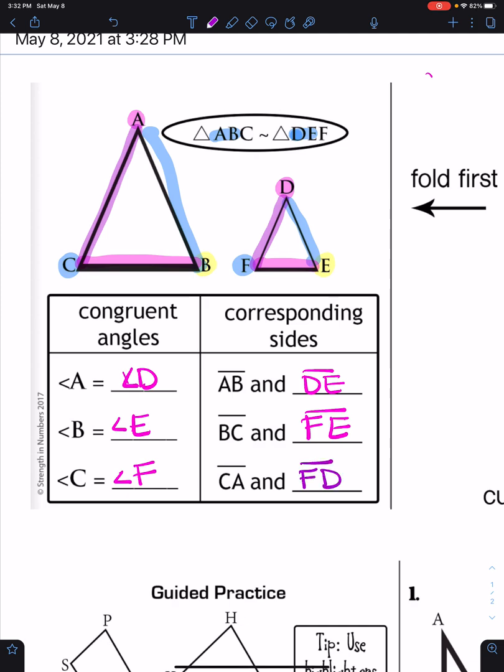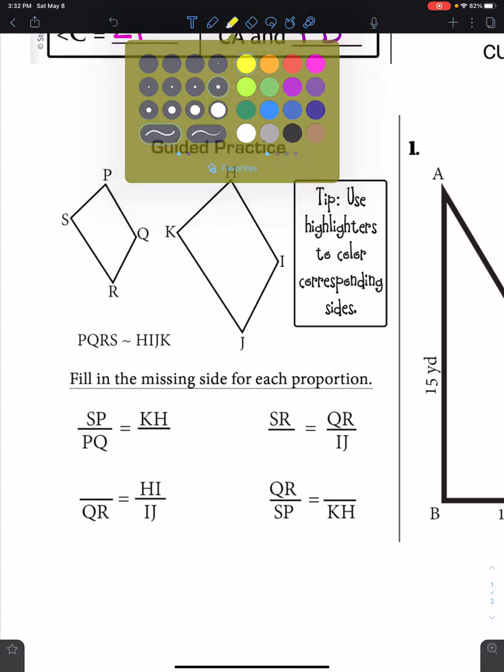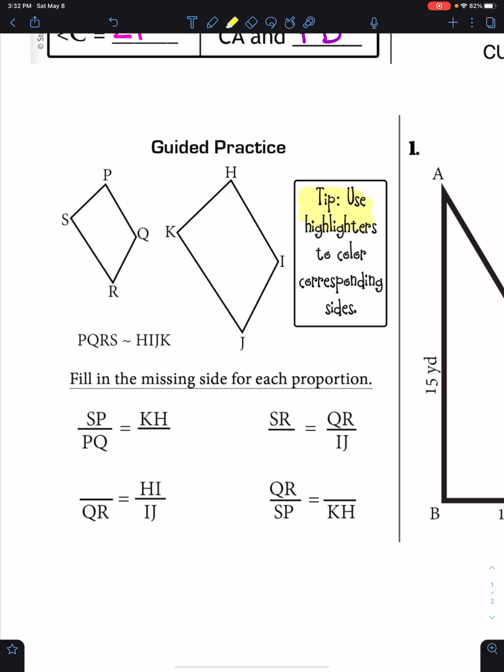All right, so let's try some examples here. Here's my favorite tip of the day. You know I like colorful things. If we use highlighters to show the corresponding sides, it makes our life a lot easier. So here's the name right here of my two quadrilaterals. PQRS is similar to HIJK, which means that angle P goes with angle H and angle Q goes with angle I. It also means that side PQ corresponds with side HI because of the order of those letters in the names. So I'm going to highlight the corresponding sides in the same color.